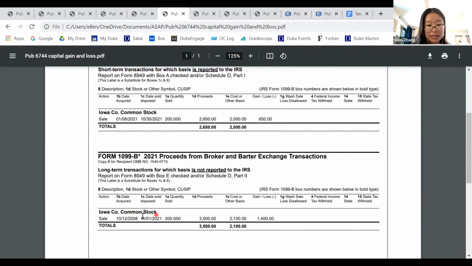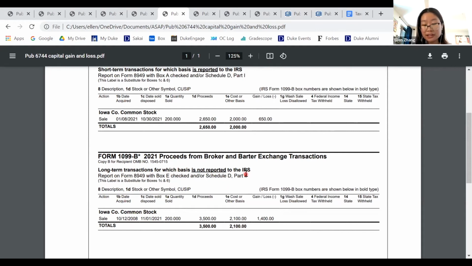So this person bought this stock at a different time. You can see that this is a longer time frame than the previous one. The previous one was bought and sold within the same year, while this one has been kept for over 10 years. So in this case, this would be considered a long-term transaction, for which basis is not reported to the IRS.